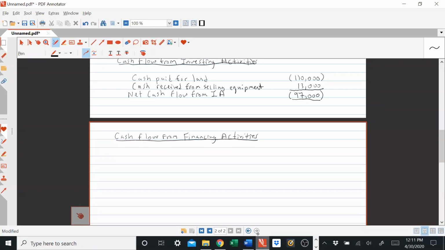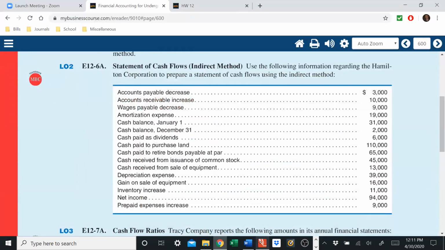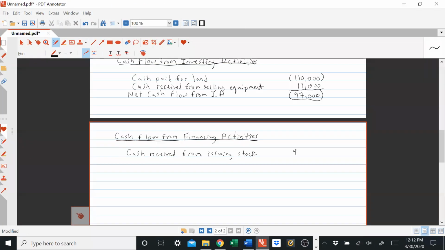So let's do the inflow from the stock. It doesn't really matter what order you put them in. It technically does, but don't worry about that. Put them in whatever order you want to.